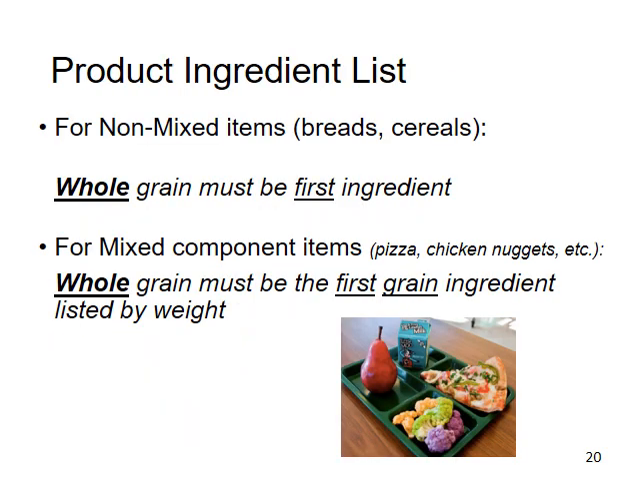One more factor to consider when looking at product ingredient lists: for non-mixed items such as breads and cereals, a whole grain must be the first ingredient. For mixed combination items, pizza, chicken nuggets, etc., whole grain must be the first grain ingredient listed by weight. In combination mixed component items, you will generally see meat alternate ingredients listed first and then the grain ingredients. Now let's look at some examples.